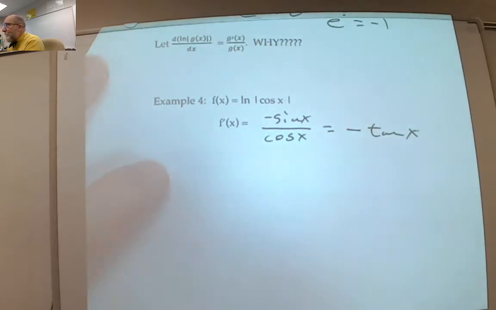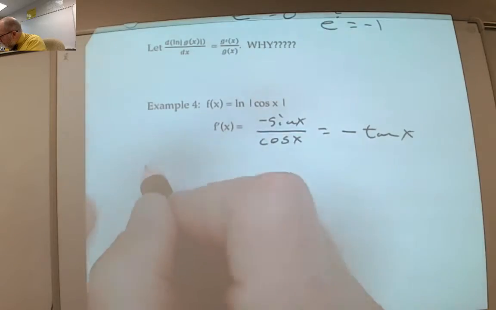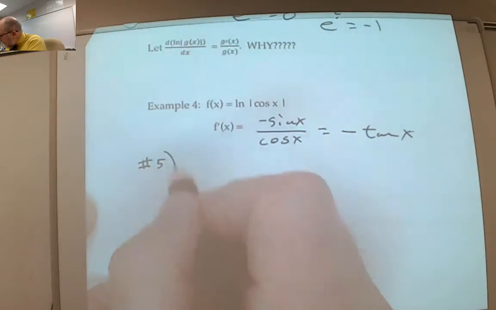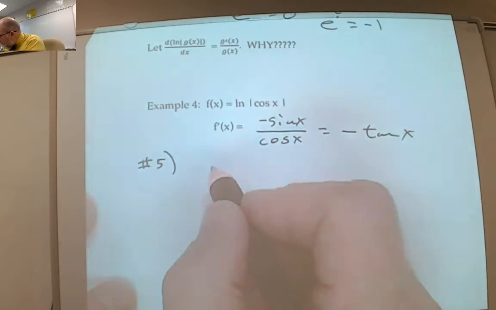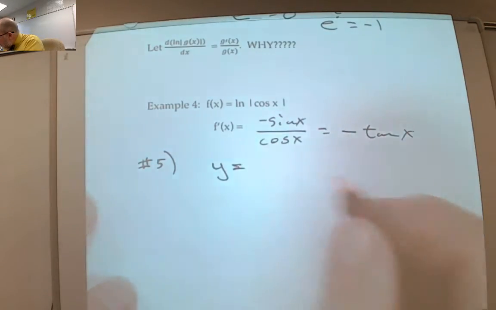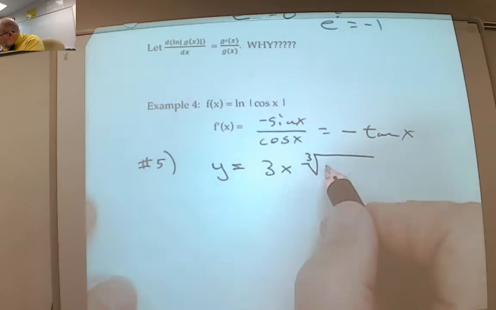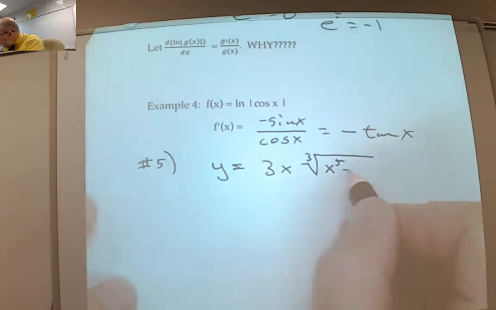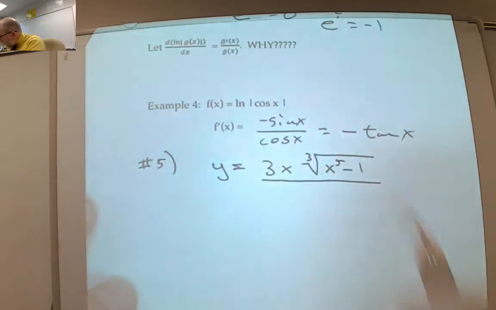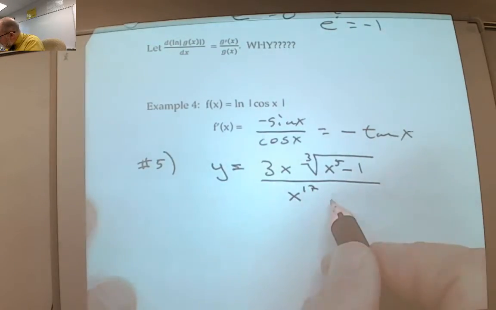Okay? Now, I'm going to give you 2 problems. Number 5. Actually, I'm going to give you several problems. Y equals, let's go, 3x times the cube root of x to the 5th minus 1, over x to the 17th, plus 23x.